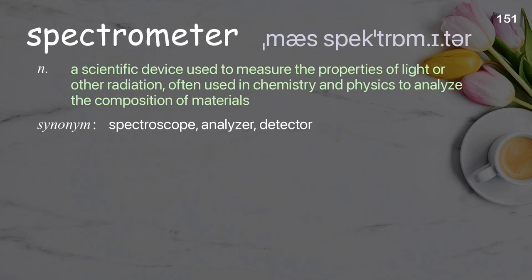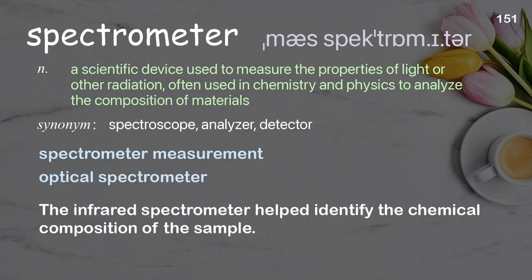Spectrometer. A scientific device used to measure the properties of light or other radiation, often used in chemistry and physics to analyze the composition of materials. Examples. Spectrometer measurement. Optical spectrometer. The infrared spectrometer helped identify the chemical composition of the sample.